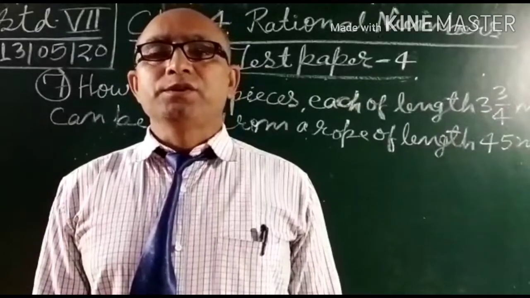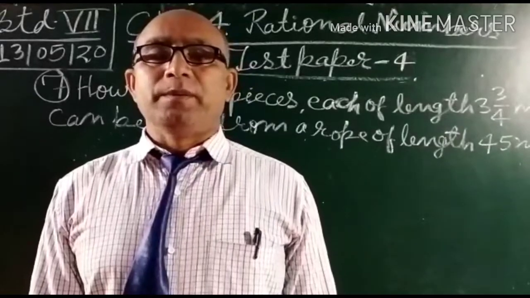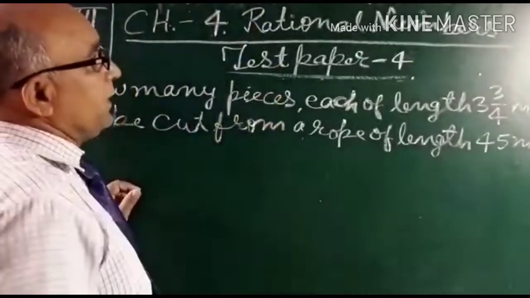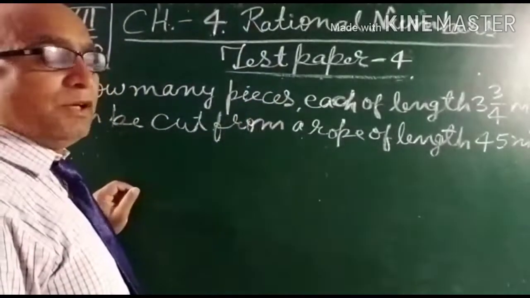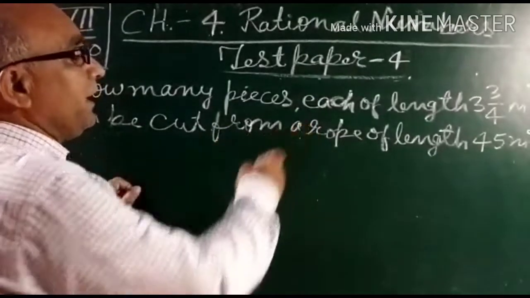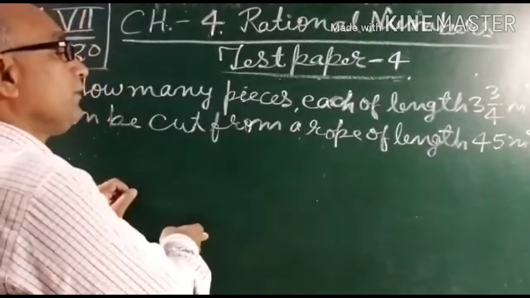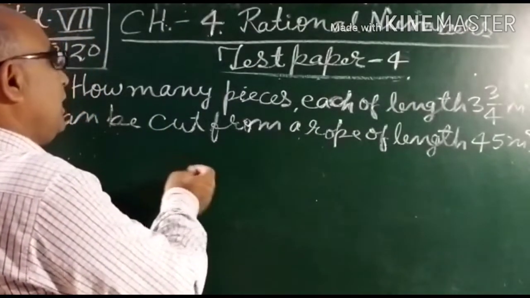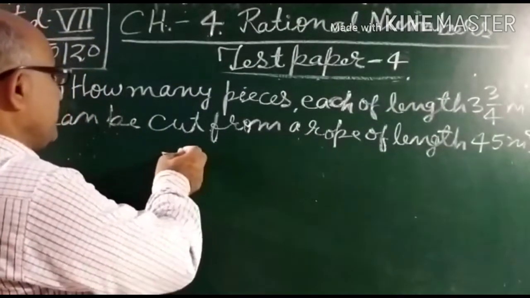Students, next question, question number 7. Write on this board: how many pieces, each of length 3 whole 3 by 4 meter, can be cut from a rope of length 45 meter? So find the number of pieces. Question number 7.